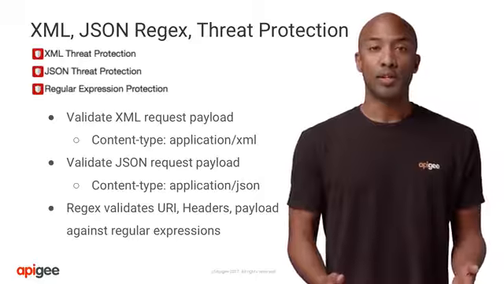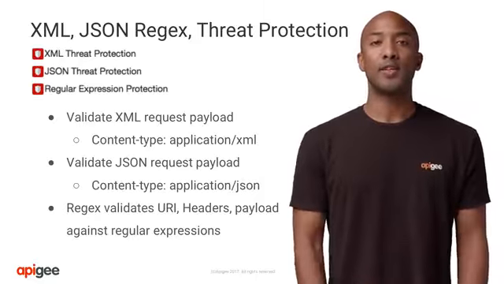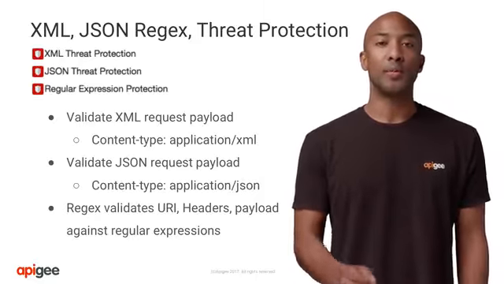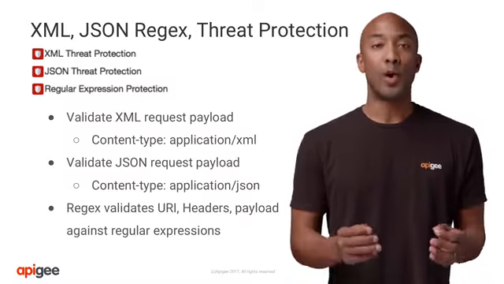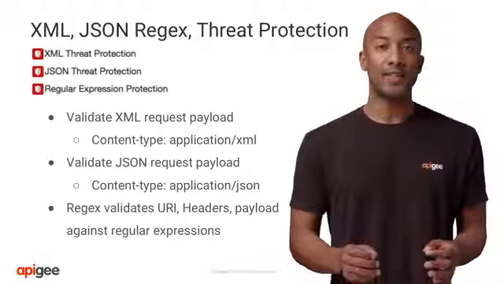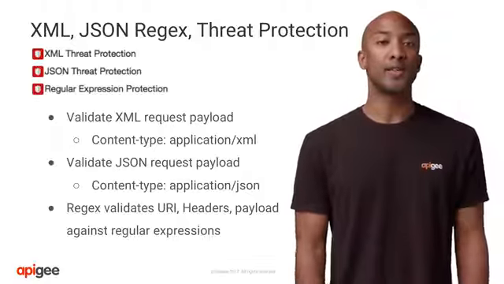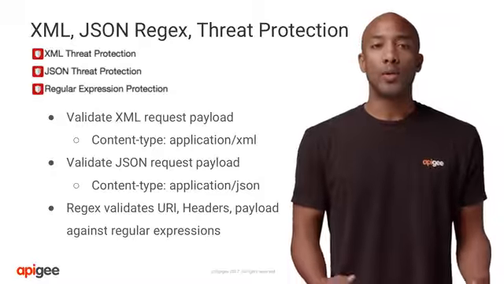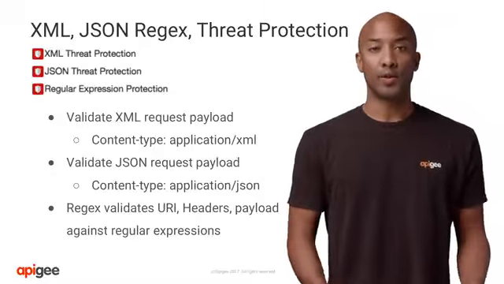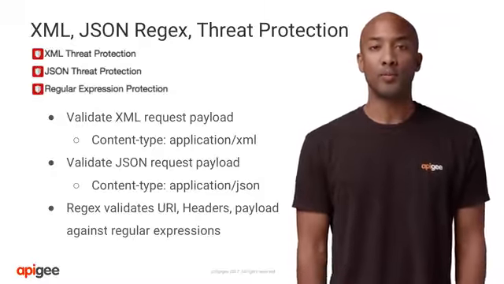The JSON threat protection policy performs the same validation, except it operates on JSON payloads. One thing to keep in mind is that these policies will only execute if the content type header is set to application/XML or application/JSON. Regular expression protection is the last of the threat protection policies that we'll cover.